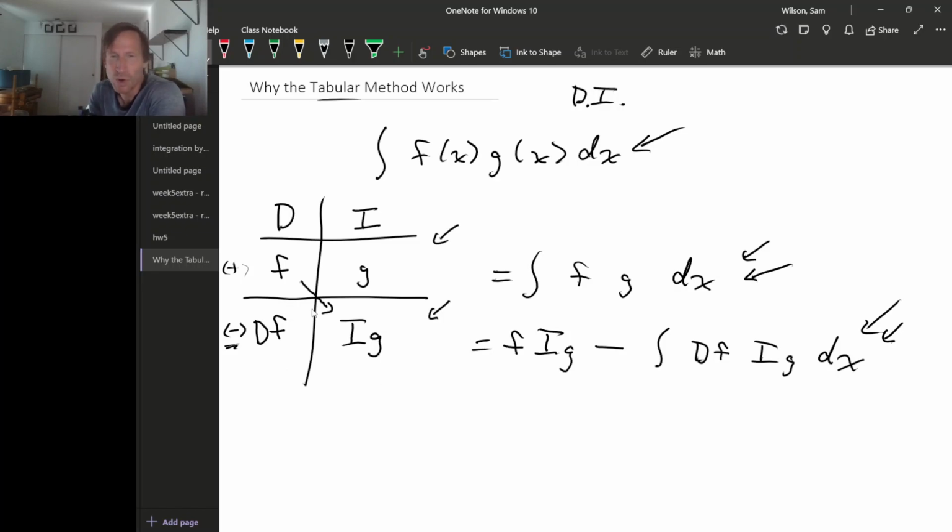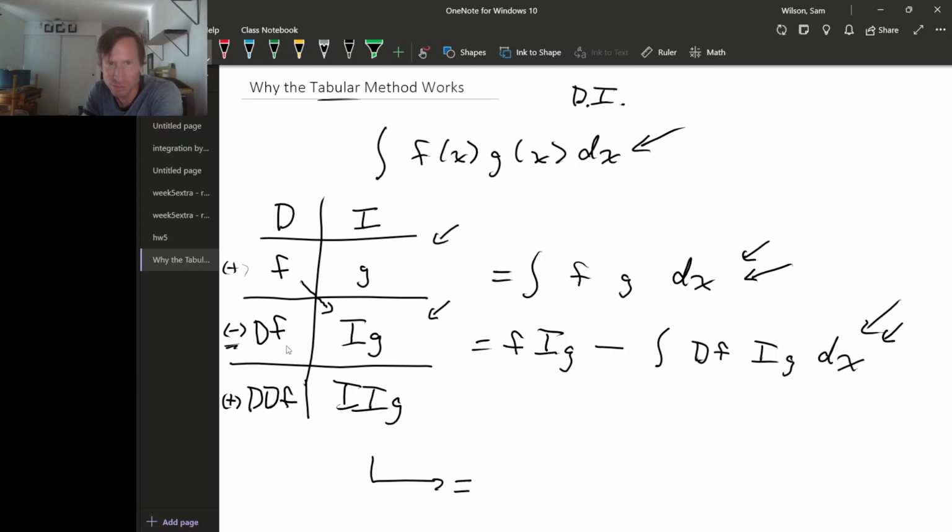But look, if adding one row works, then adding any number of rows works. So let me show you why. If we add one more row, then that means we have the derivative of f and the integral of g, and the sign that we get here is a plus. Okay, so let me write out the result of this table using this tabular method.